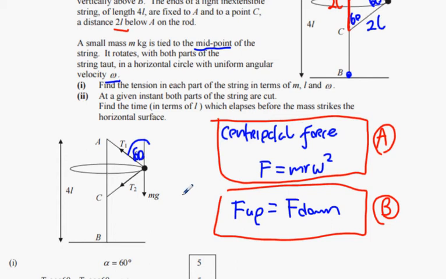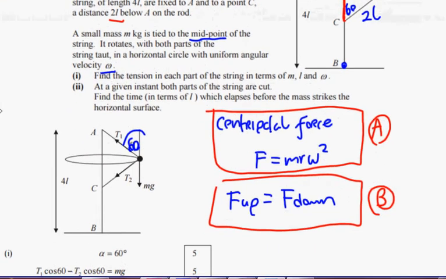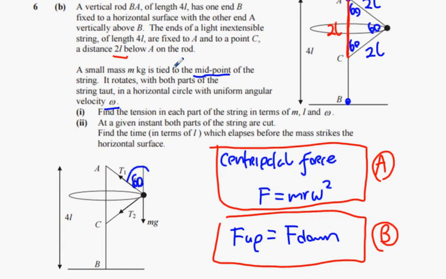Now just one question. They're going for two different tensions, aren't they? So it means not one string, two strings. So I need to find the part of the language that tells me that. A small mass of m kg is tied to the midpoint of the string. It rotates with both parts of the string taut in a uniform horizontal circle. Find the tension in each part of the string. It's treating as two pieces of string.